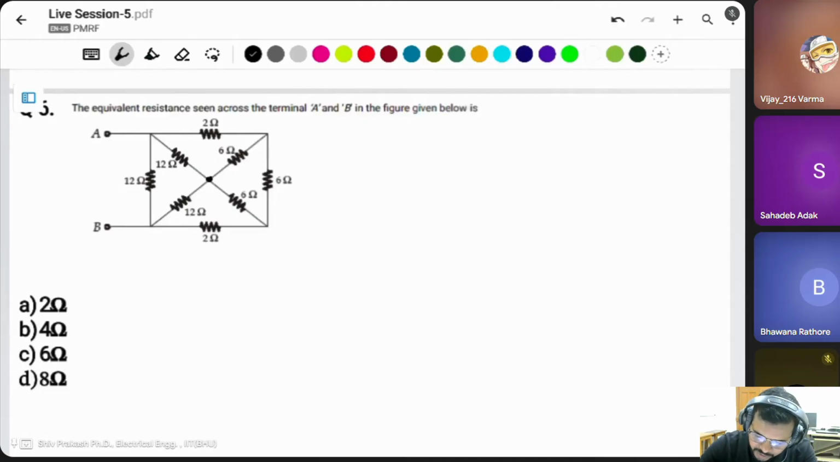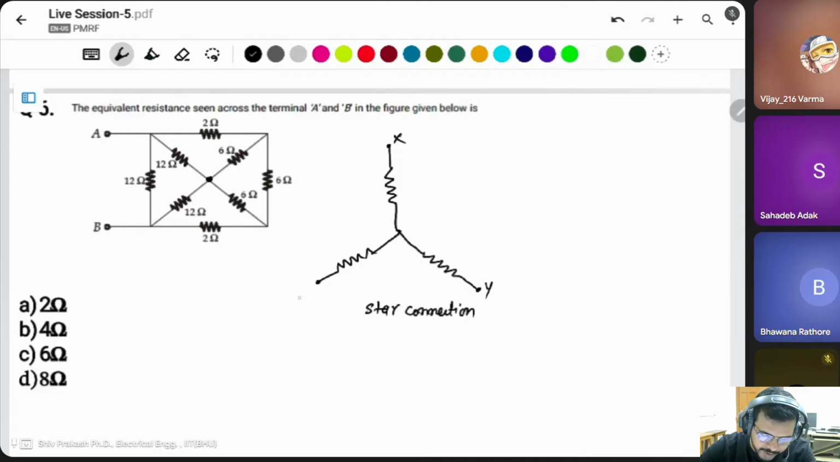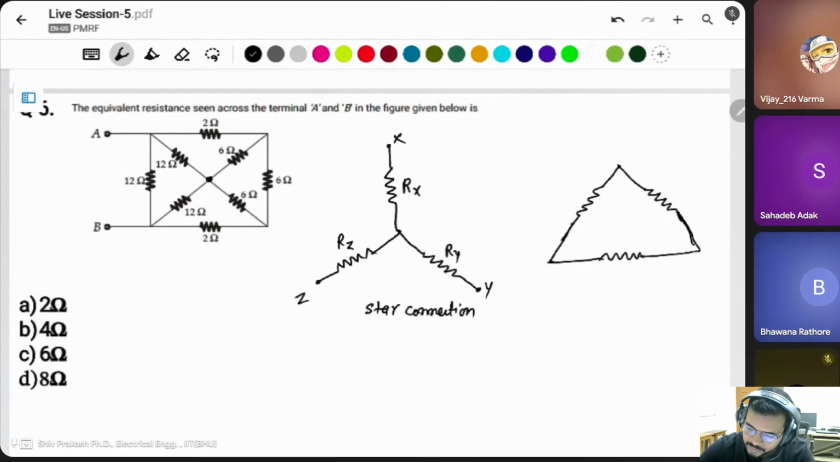So there are two things. This is a star connection, with terminal X, terminal Y, and terminal Z. These resistors are RX, RY, RZ. Same thing for the delta connection. This terminal is X, this terminal is Y, this terminal is Z. XY is R1, YZ is R2, ZX is R3.